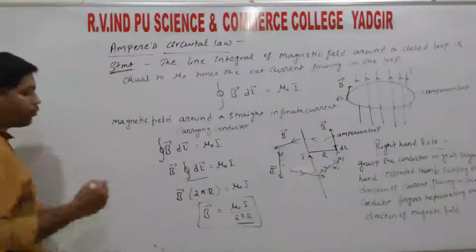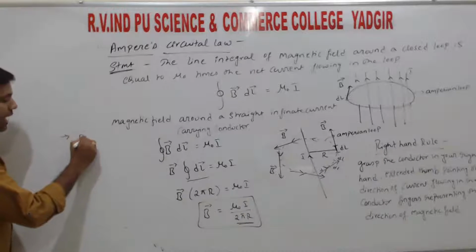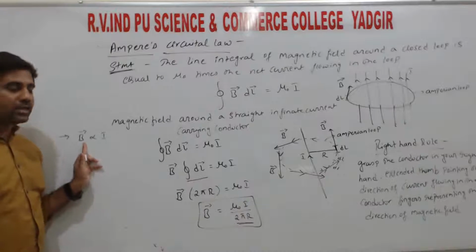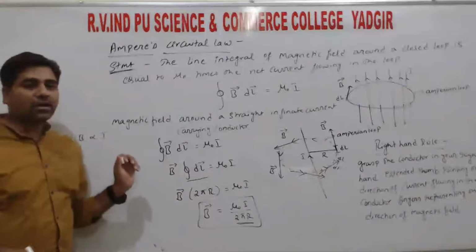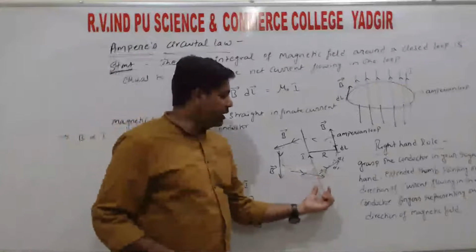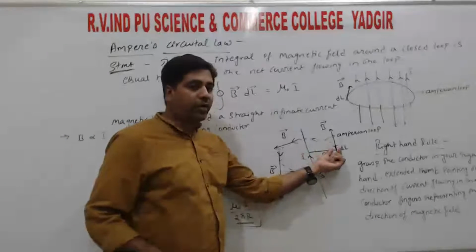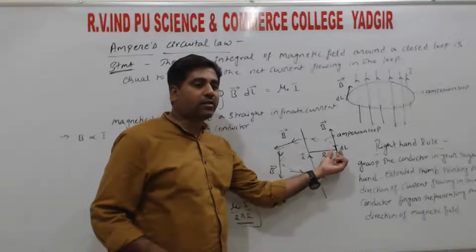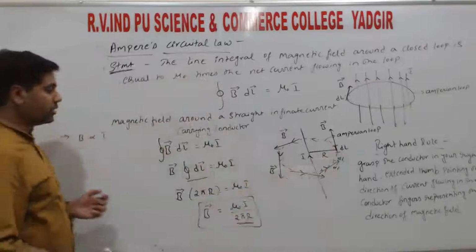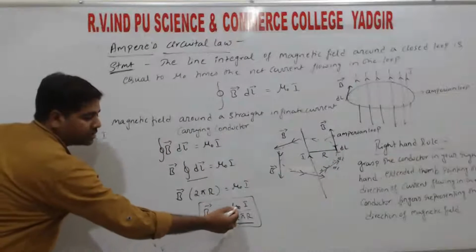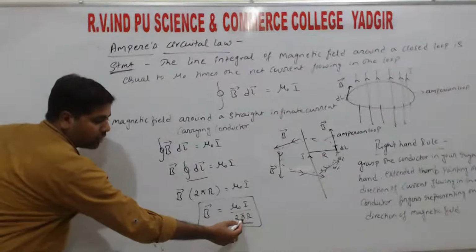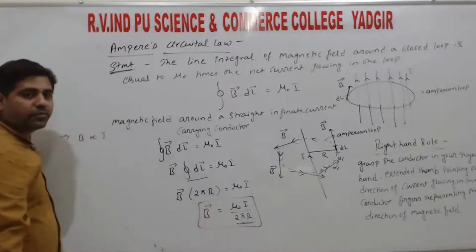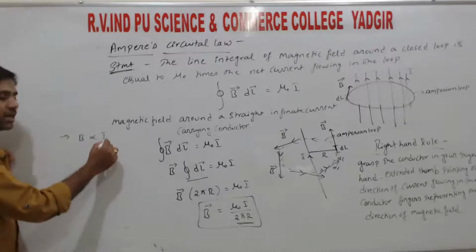Here the important points are: B is directly proportional to the current I. The magnitude of the magnetic field is directly related to the current flowing in the conductor. If the current in the conductor increases, the magnetic field also increases, and if the current decreases, the strength of the magnetic field also decreases, by using this relation B. Here mu naught, 2 and pi are constants, so it depends only on I and R, where I is the current and R is the radius of the surface, right? So B is directly proportional to I.